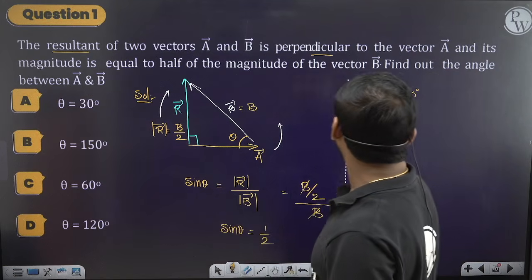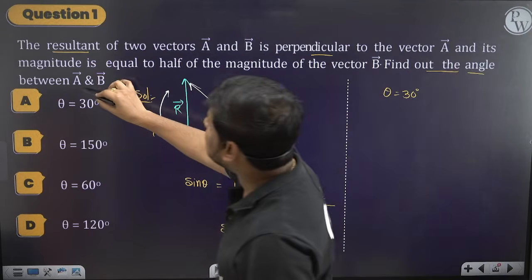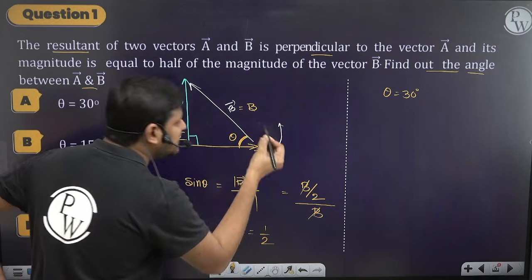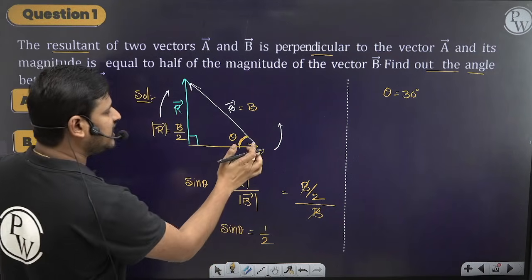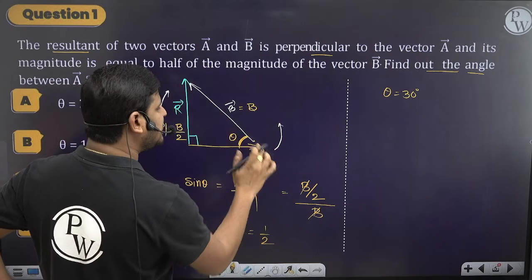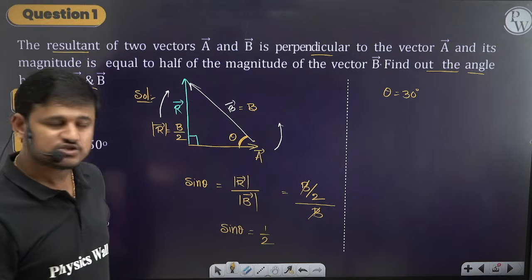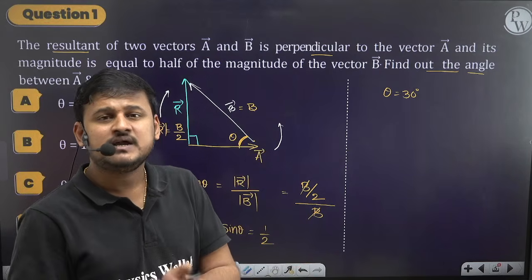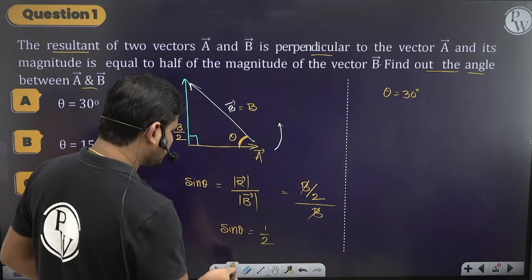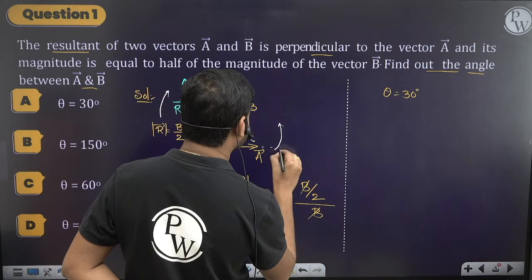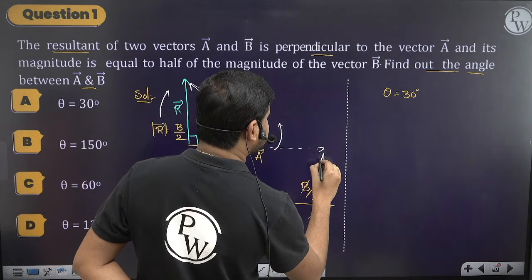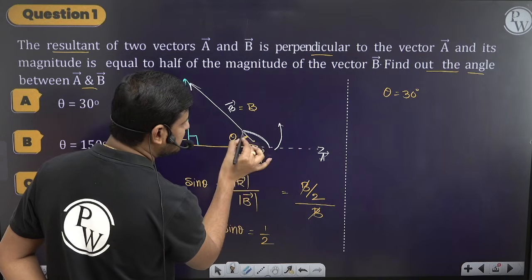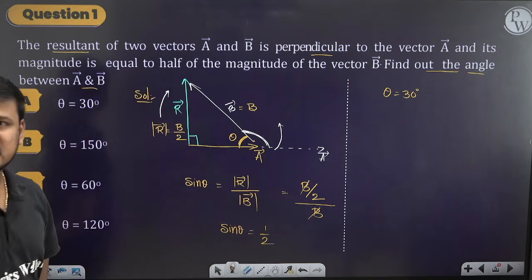Because they asked to find the angle between A and B, the angle between the two vectors, this theta is not the angle between the two vectors, because the head of vector A and the tail of vector B are connected. That's not the angle, right? When you have to measure the angle, they should be connected tail to tail. So for that, let's parallel shift the vector A. Then whatever this angle is, this is the angle between vector A and vector B.